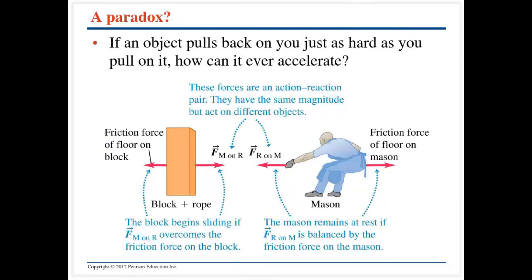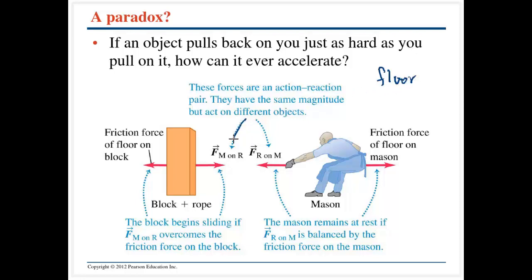Now, you might be thinking to yourself, how the heck can anything actually accelerate if an object pulls or pushes back on you just as hard as you pull on it? I mean, is this a paradox? And it turns out we need to very closely consider our action-reaction pairs. In the case of a mason pulling on a block with a rope, what we really need to look at is the floor, the friction force on the floor.